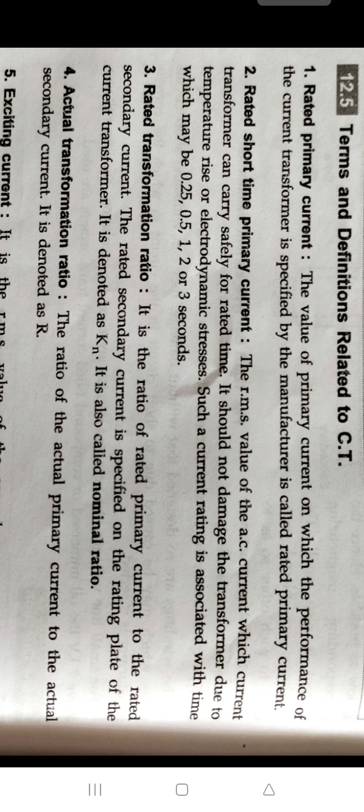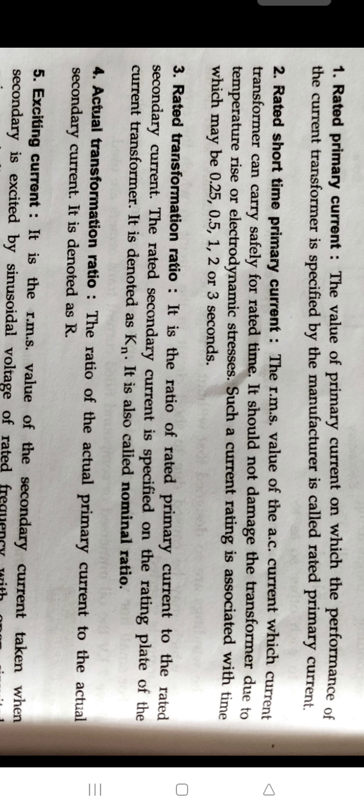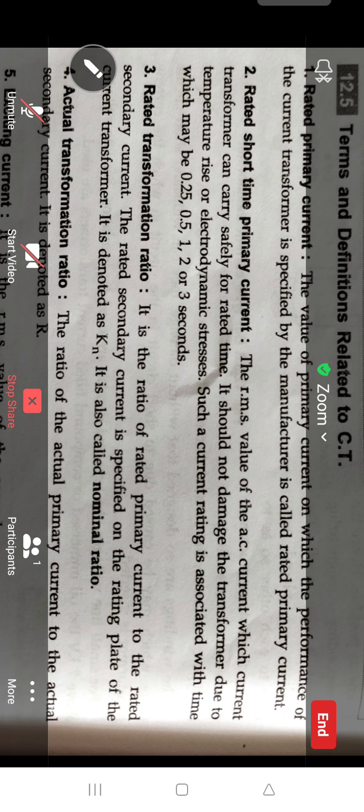Okay. Second, rated short time primary current. So the RMS value of the AC current which the current transformer can carry safely for the rated time, it should not damage the transformer due to temperature rise or electrodynamic stresses. Such a current rating is associated with a time which may be 0.25, 0.5, 1, 2 or 3 seconds.